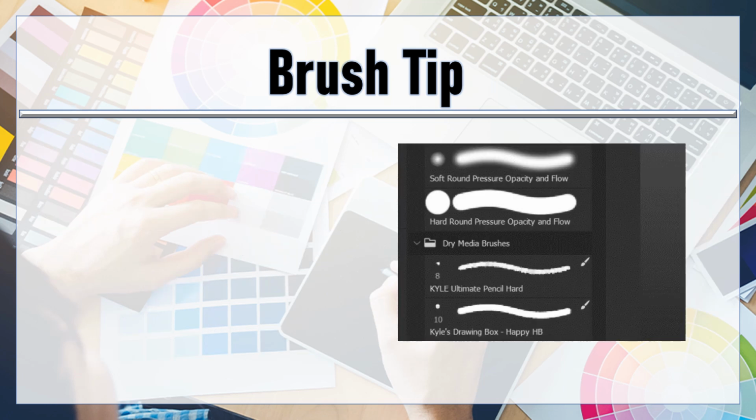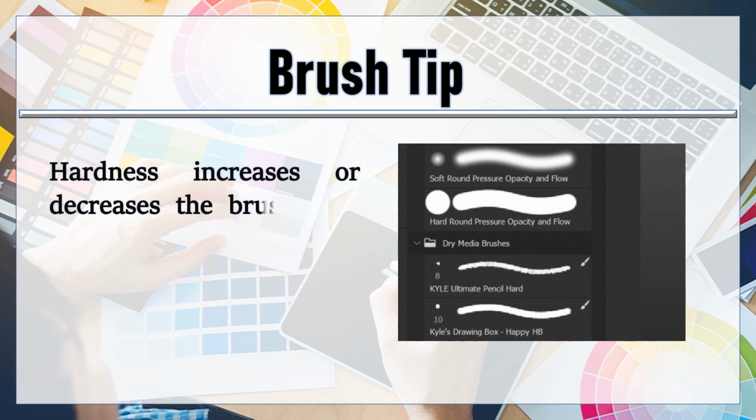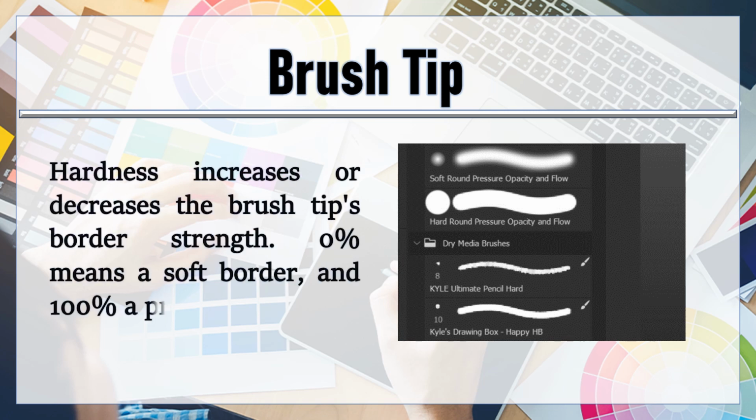Hardness increases or decreases the brush tip's border strength. 0% means a soft border, and 100% a precise border.